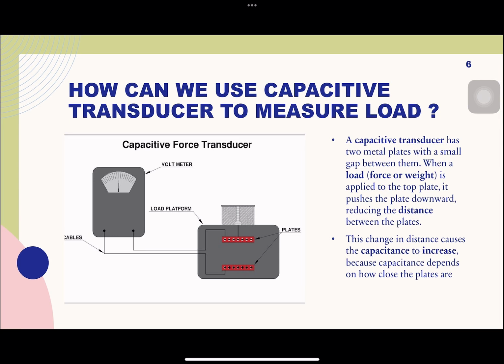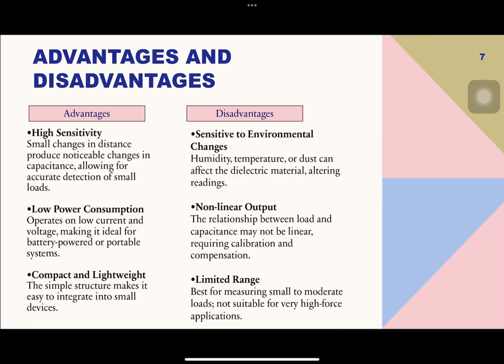But there are also disadvantages. They're sensitive to environmental conditions, such as temperature or humidity. The output can be non-linear, so extra calibration is needed for accurate results. And their range is limited, meaning they're really best suited for small to medium loads.